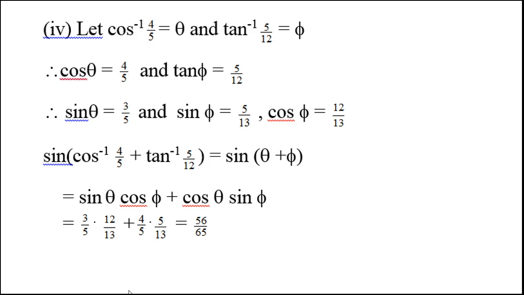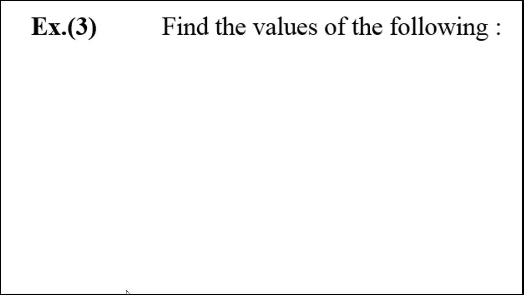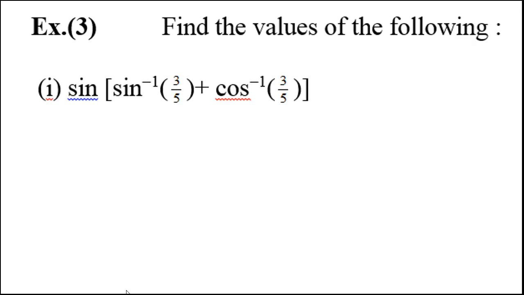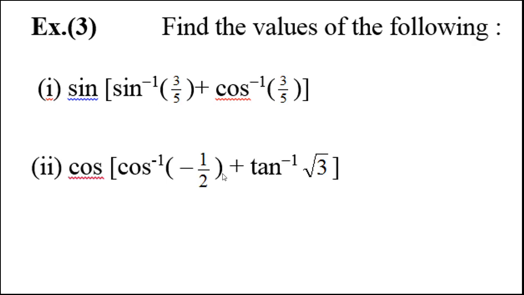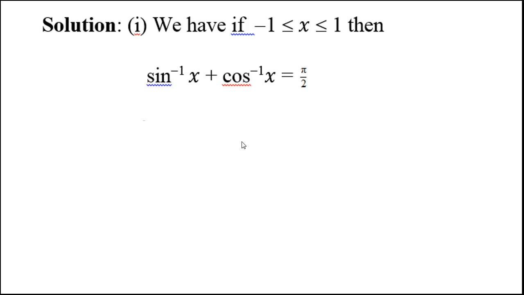Okay. Now let us move to the next type of question. Next type is find the values of. Type is not changed, only question is changed. Sine of sine inverse 3/5 plus cos inverse 3/5. Very simple question. We know sine inverse x plus cos inverse x is equal to pi/2.